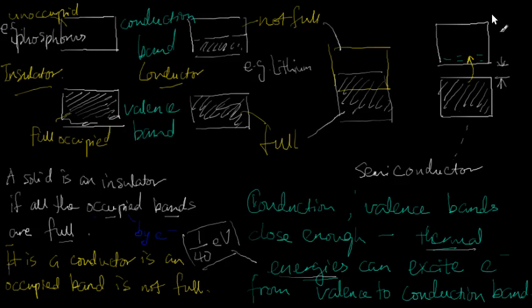The higher the temperature, the more electrons you get up there, and the more conducting it becomes. But if you go all the way down to 0 Kelvin, then there will be no thermal energy, and then it cannot conduct electricity.